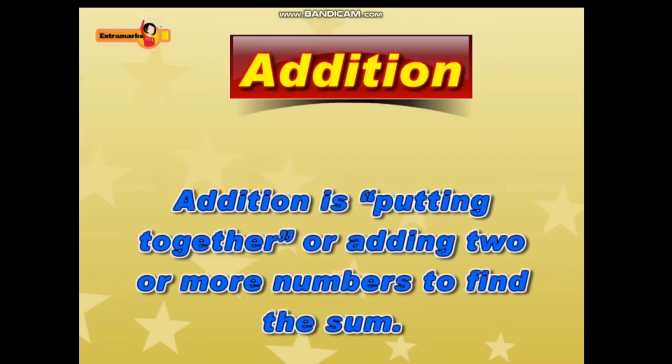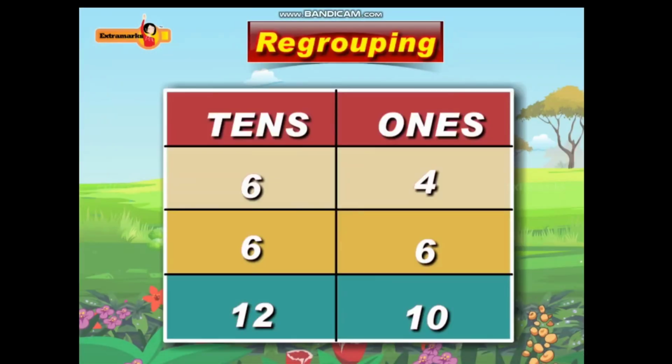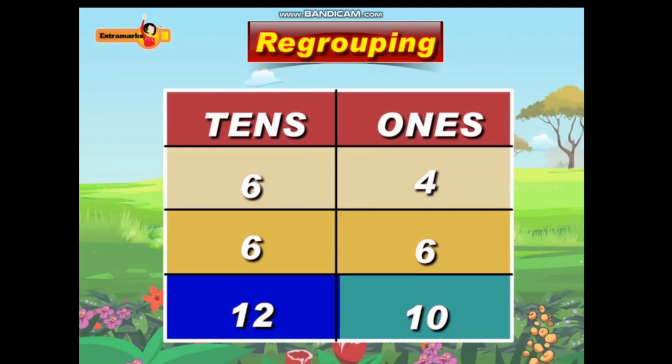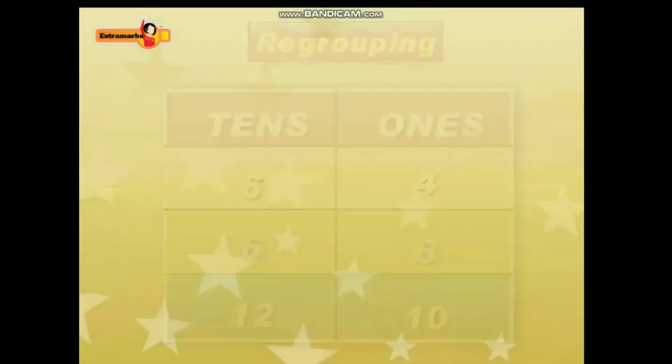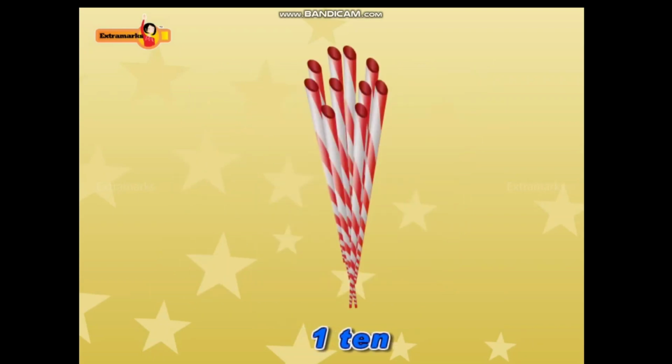Addition is putting together or adding two or more numbers to find the sum. Regrouping is done when there are more than 9 ones in the ones column or when there are more than 9 tens in the tens column and so on. Sometimes when we add, we need to regroup 10 ones into 1 ten and keep the rest as ones.